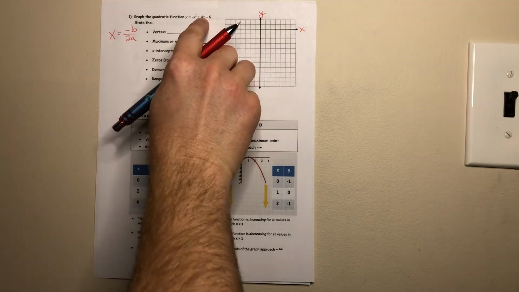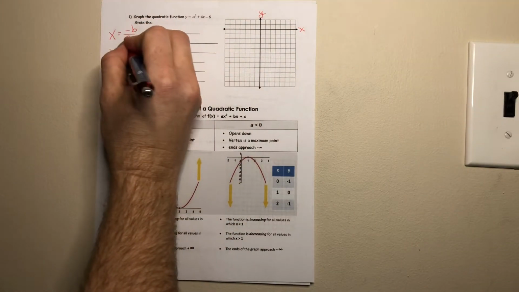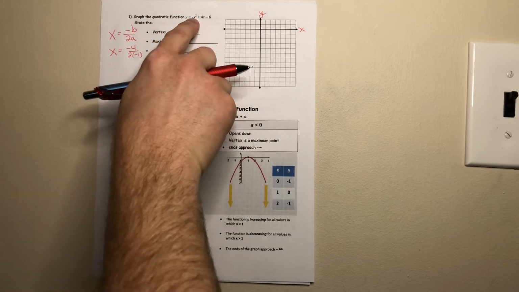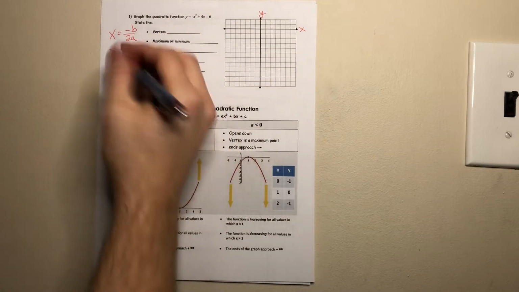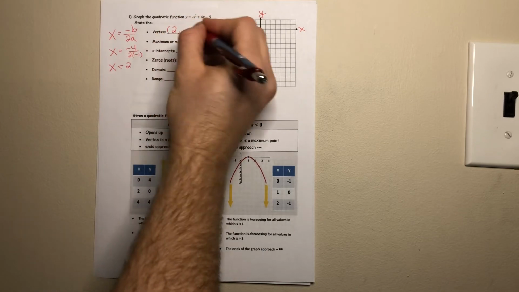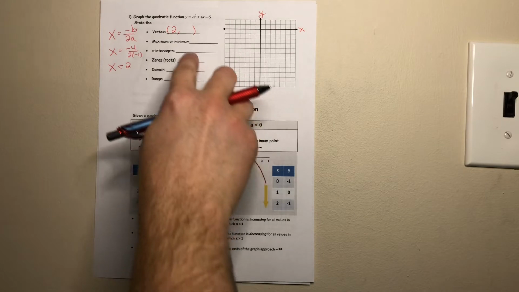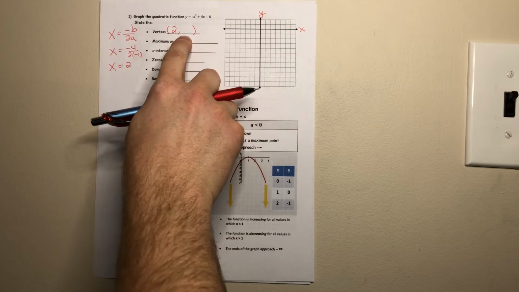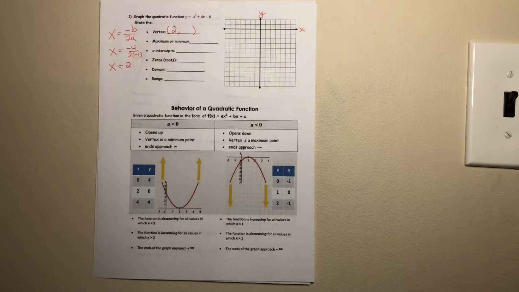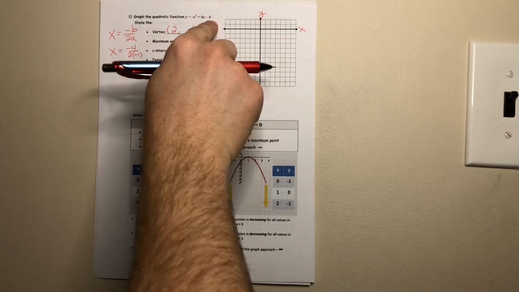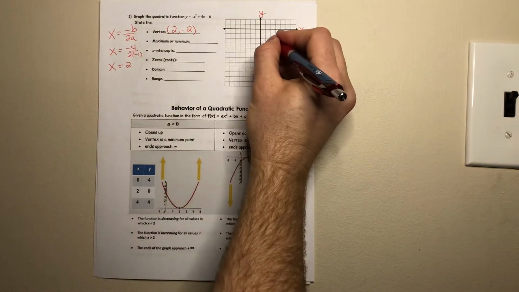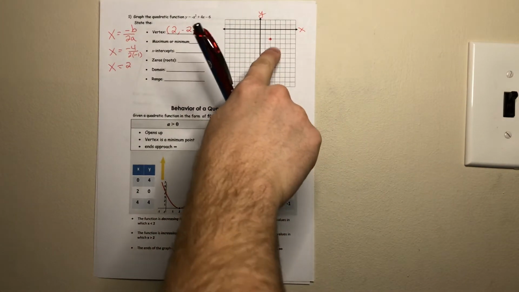I'm going to write x equals negative 4 over 2 times negative 1. The reason a is negative 1 is because there's a negative 1 in front of this x squared. And we get x equals negative 4 over negative 2 is 2, so it's 2 comma something. Now, in order to get that something, you could do it one of two ways. You could plug the x in, or you can go to your table of values and plug this into your y equals and then figure it out from there. If you plug it in, you will get 2, negative 2. So I'm going to plot that point right there. That's going to be my vertex.